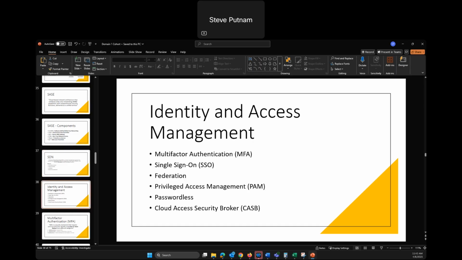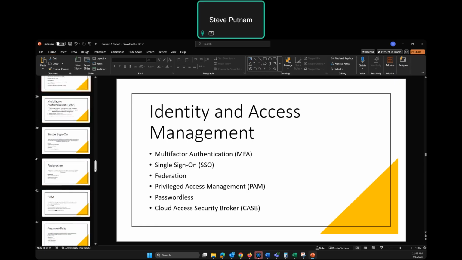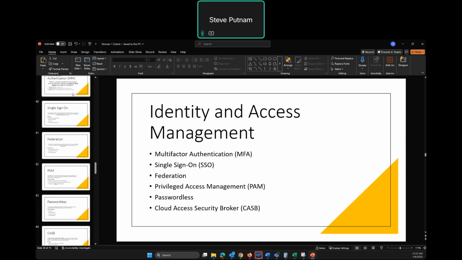Identity and access management. All right. So all of these things underneath here are included in identity and access management. Multi-factor authentication, single sign-on, federation, privileged access management, passwordless, and cloud access security broker. So let's go through each one of these and take a hard look at what they are. So let me slide down here just a little bit. Let's go to MFA.